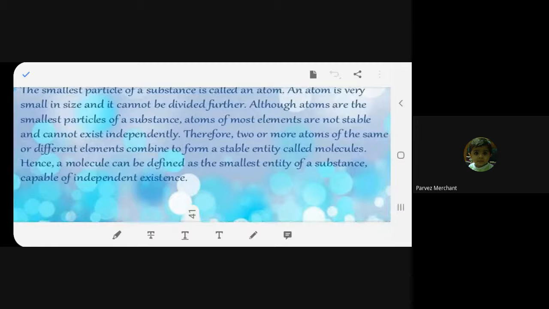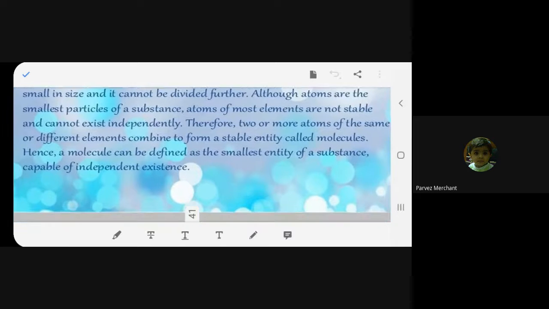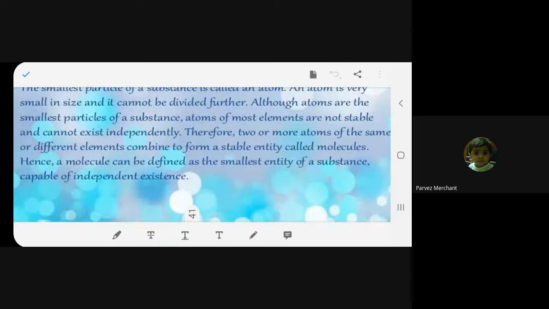Yes, continue. Hence, a molecule can be defined as the smallest entity of a substance capable of independent existence.